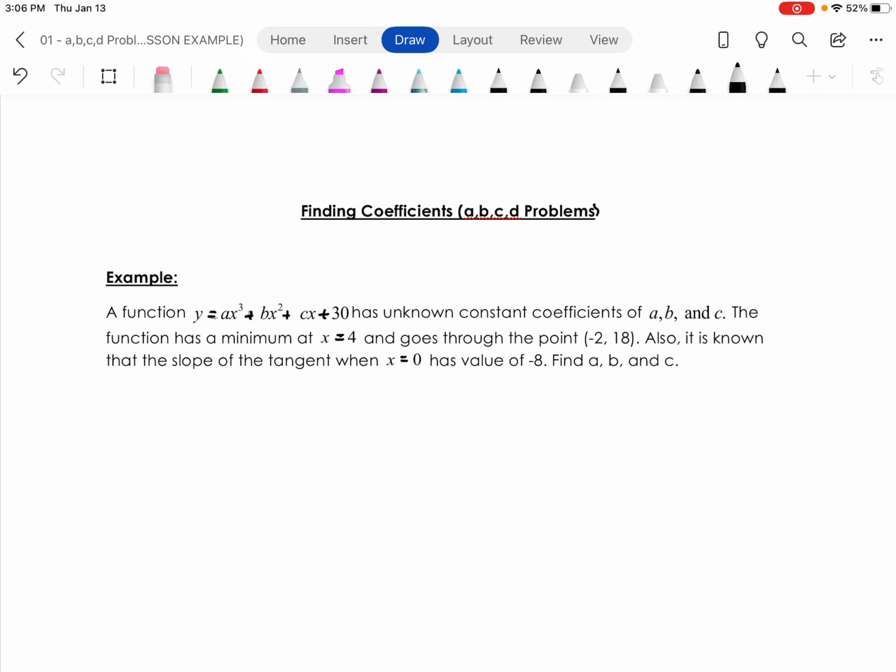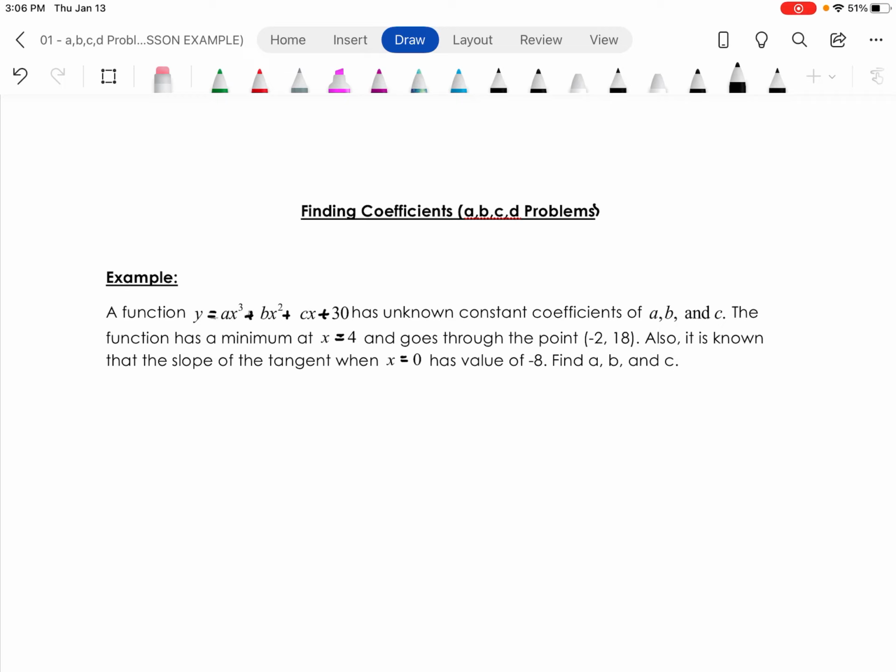A function ax cubed plus bx squared plus cx plus 30 has unknown constant coefficients a, b, and c. When we see letters like a, b, and c, those are most often used in math and science as constant coefficients. So the a, b, and c we're looking for on the question are like 2s or 7s or 4.9s or 3/2 or something like that, some constant number. So we're looking for the coefficients of this polynomial.